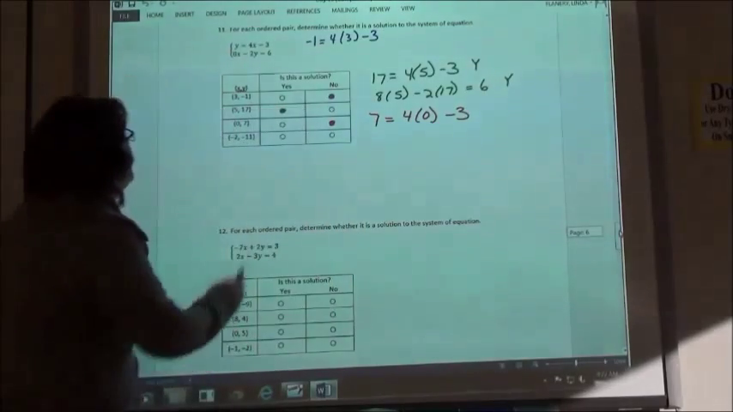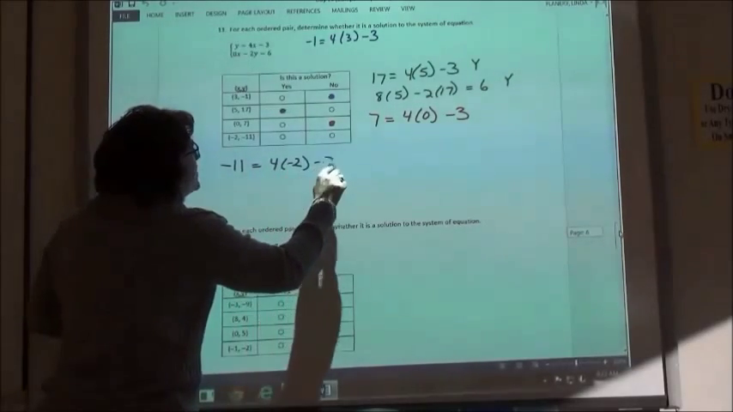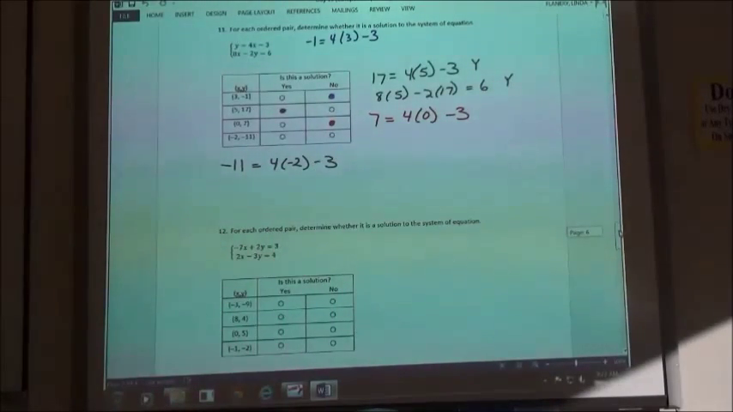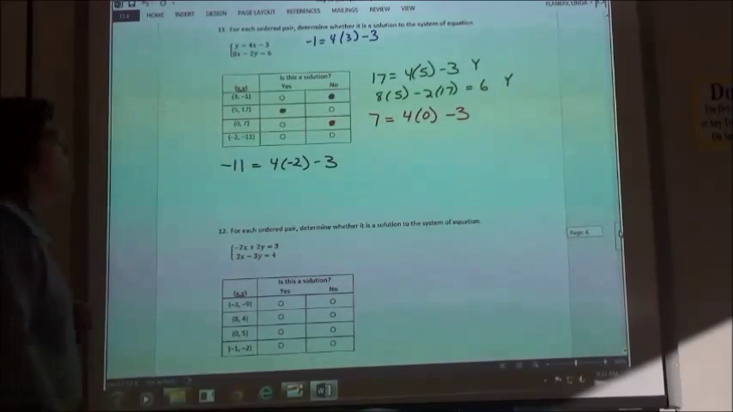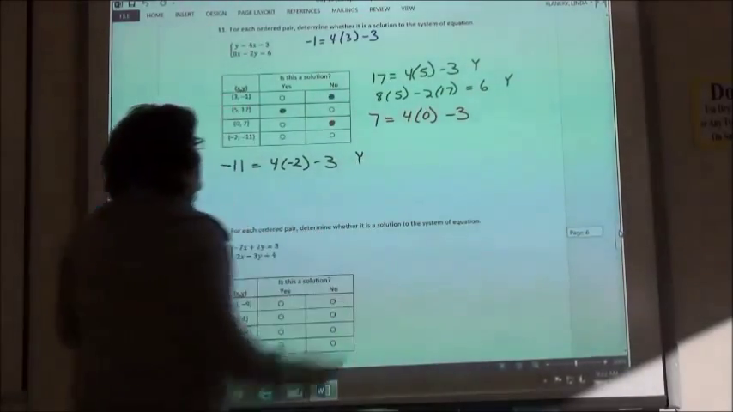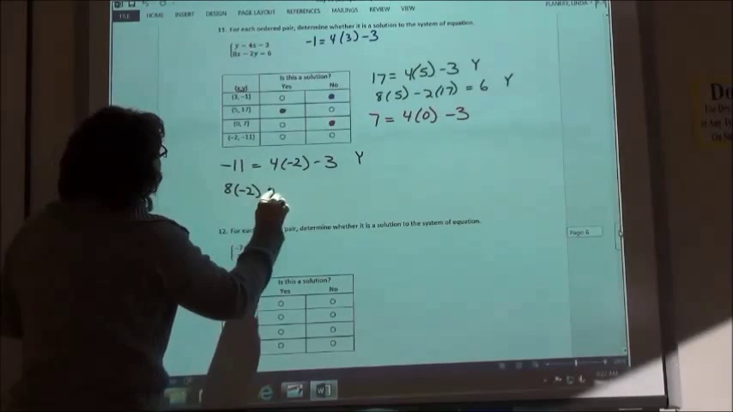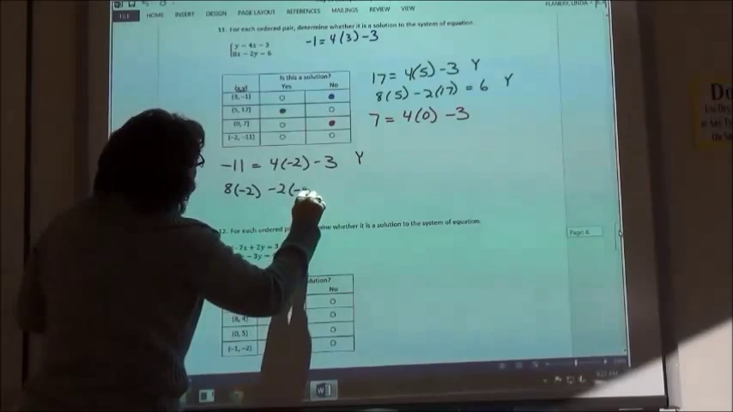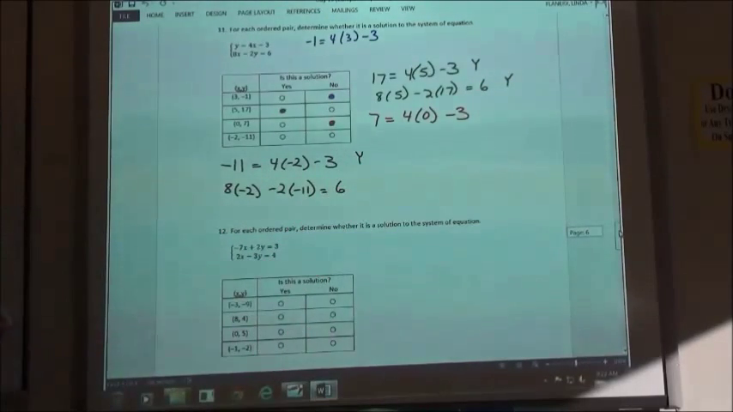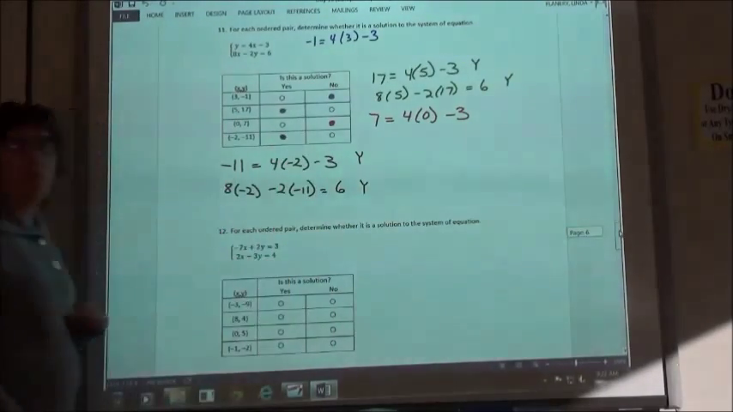And then I check the fourth one. So negative 11 in for the y. Does that equal 4 times negative 2 minus 3? Yep, that worked on the first one. Since it worked on the first one, now I've got to check the second one. So 8 times the x value of negative 2 minus 2 times the y value of negative 11. Does that give me an answer of 6? Yes, it does. So I got a yes and a yes. So I'm going to mark yes for my fourth point.